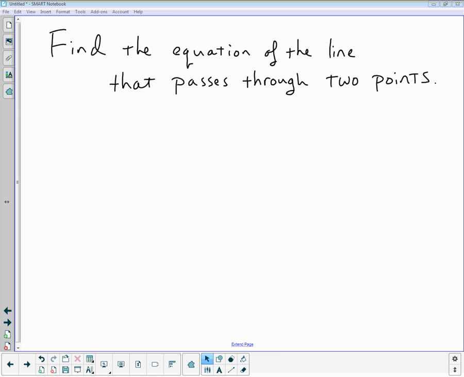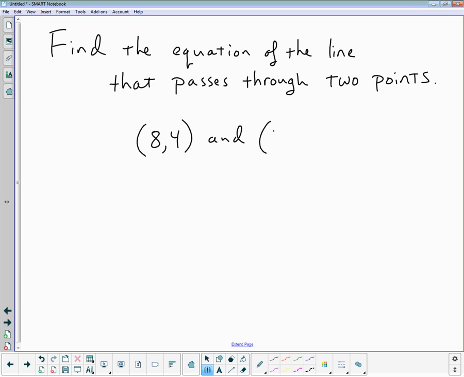All right, so an example problem would ask you this, and it would give you 2 points. For an example, we're going to do (8, 4) and (4, 3). First thing we've got to do is realize what we're looking for. We have the equation of a line, and we're going to be using the slope-intercept form, y = mx + b. In slope-intercept form, we need to find 2 pieces of information. We have to find the slope, and we have to find the y-intercept.